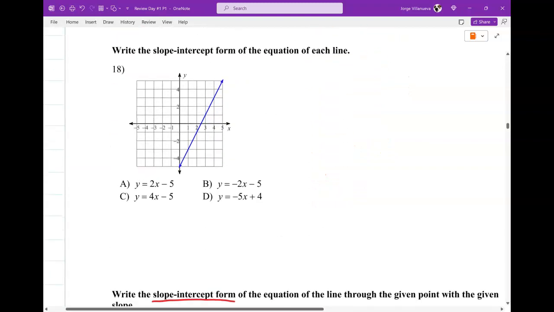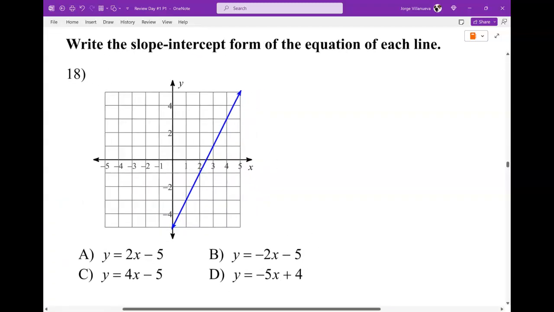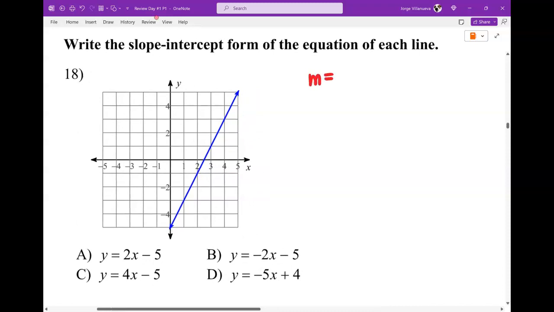(18) Write the slope-intercept form of the equation of this line. So remember, in order to do this, we need slope and we need intercept. Let me zoom in. The easiest part is the intercept. Where does this cross the y-axis? It's kind of tricky, but it's at -5. So notice it can't be D. The other ones do have a -5.